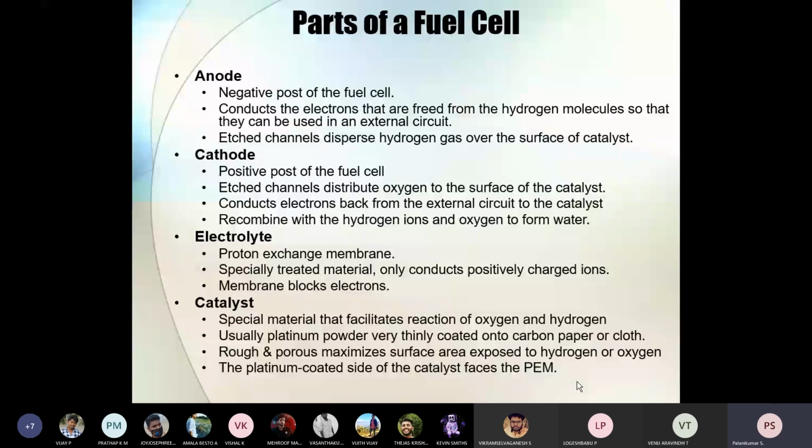Usually, platinum powder very thinly coated onto carbon paper or cloth is what acts as the catalyst. The rough and porous surface maximizes the area exposed to hydrogen or oxygen. Whenever hydrogen hits that porous, rough surface, it is split into two hydrogen ions. The platinum-coated side of the catalyst faces the PEM.